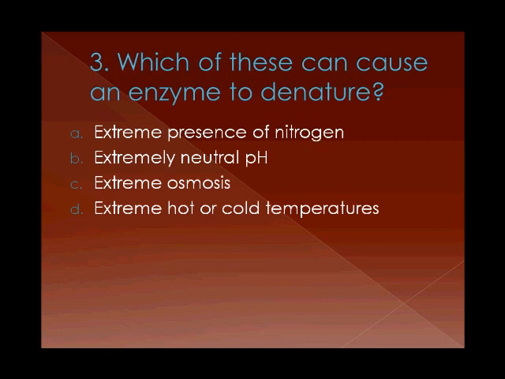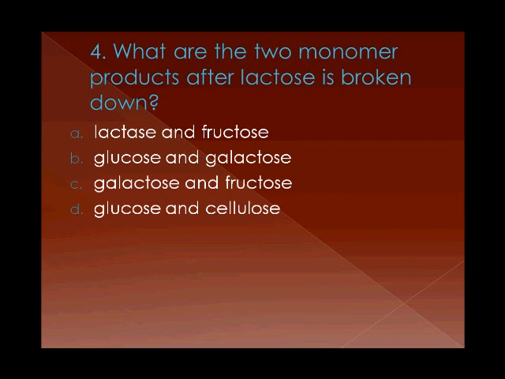Third question. Which of these can cause an enzyme to denature? A. Extreme presence of nitrogen, B. Extremely neutral pH, C. Extreme osmosis, or D. Extreme hot or cold temperatures. And that one's obviously D. Extreme hot or cold temperatures.